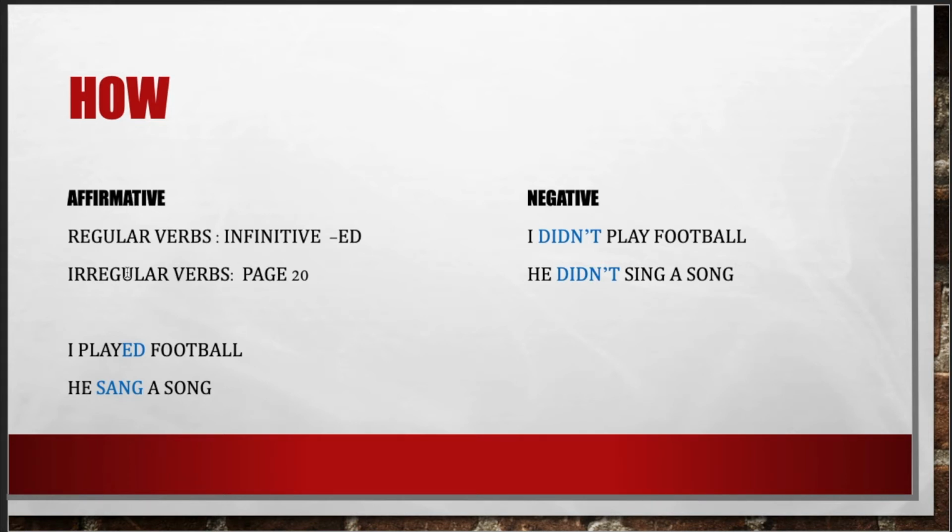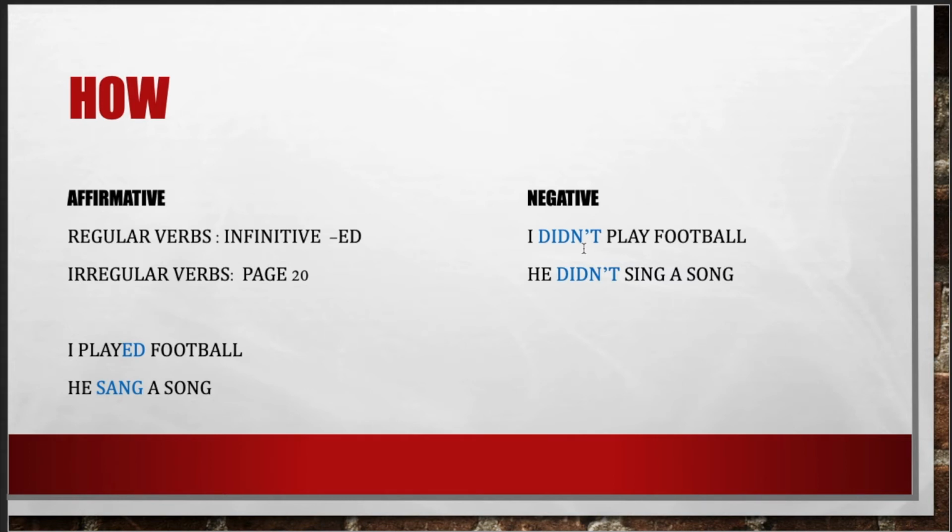Now, to form the affirmative, we just need the subject, the verb, like I said, if it's irregular or if it's regular, okay? And add the complement, okay? Now, in negative, we just need the auxiliary in negative. For example, here I have didn't. Didn't is the contraction of did not, okay? If we use the auxiliary, we don't change the verb, okay? So the verb doesn't change. For example, I didn't play football, or he didn't sing a song.